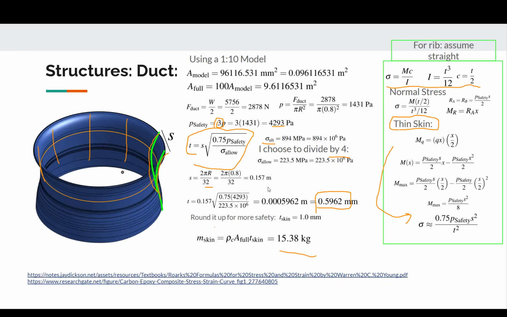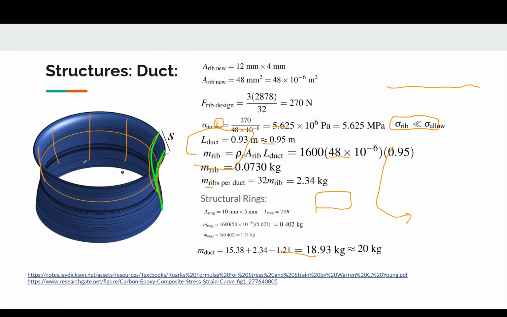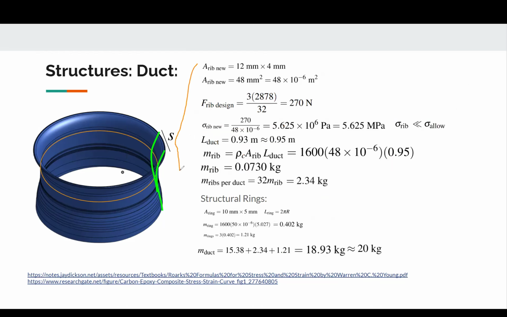All right. Anyways, next up, if you look over here, is the rib structural analysis, which is pretty simple. It's just the rib, stress analysis with the area over here. Basically, you get the pound, and you can see that the rib stress is less than the allowable, so we're fine. Then we get the mass of that, and we just have a structural wind. Structural wind is just extra, just in case, but you can get the mass over here, which is 18.93.